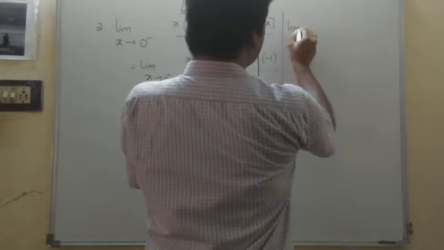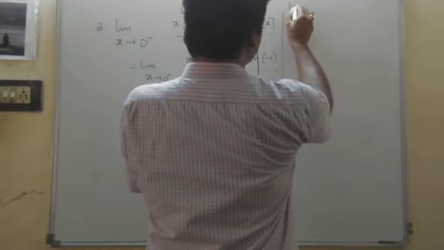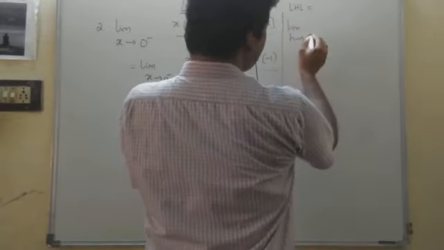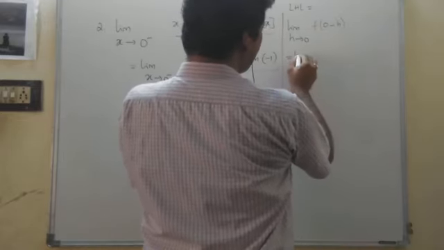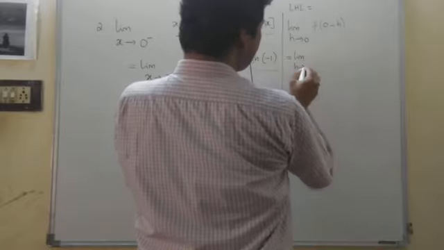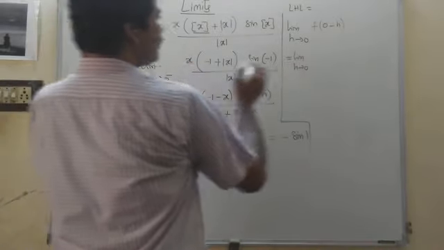Limit h tends to 0. Here they are asking for the LHL. What is the LHL? Limit h tends to 0, f of 0 minus h. That is equal to limit h tends to 0. What is the f of minus h?